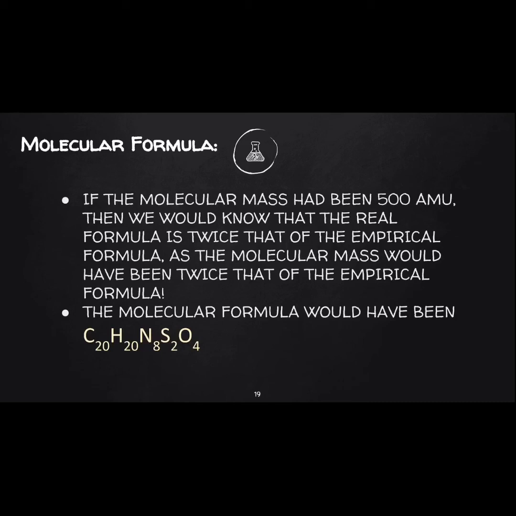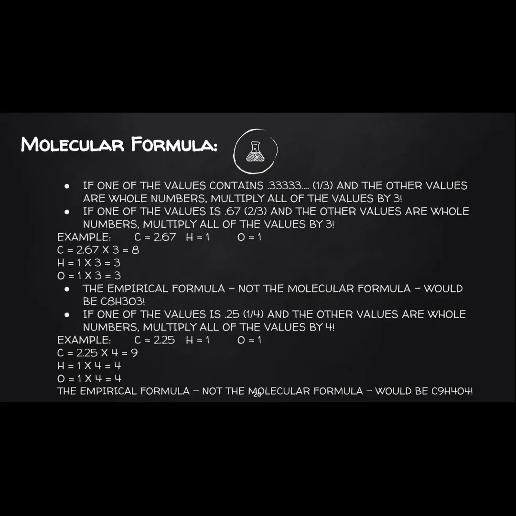If the molecular mass had been 500 AMU, then we would know that the real formula would be twice that of the empirical formula. So if it was 500 AMU instead of 250, then we could have just doubled all of our numbers in the empirical formula, and it would be what's highlighted there in yellow.